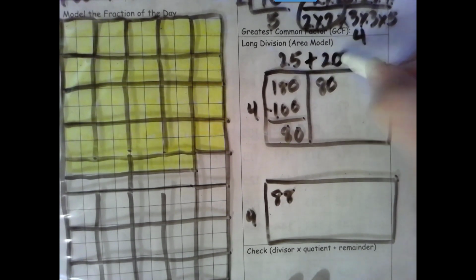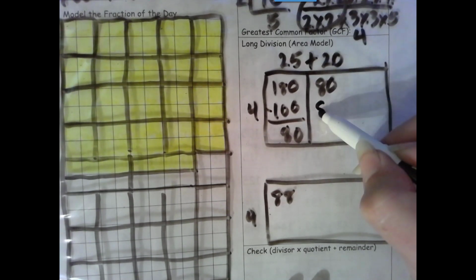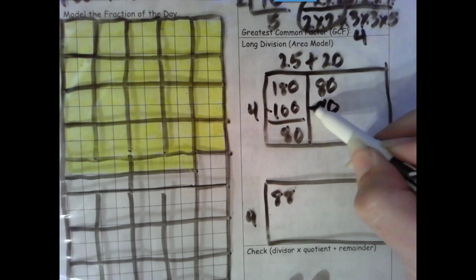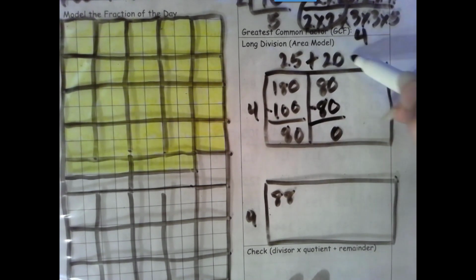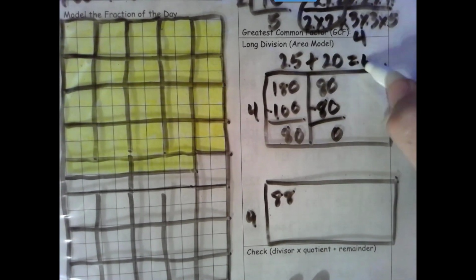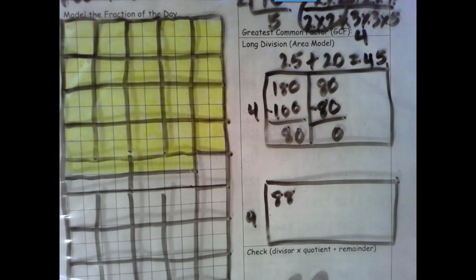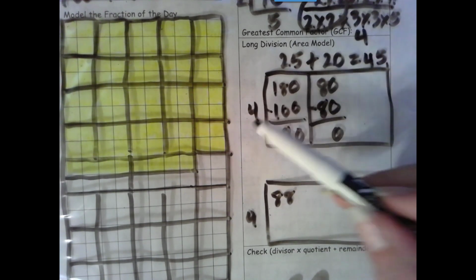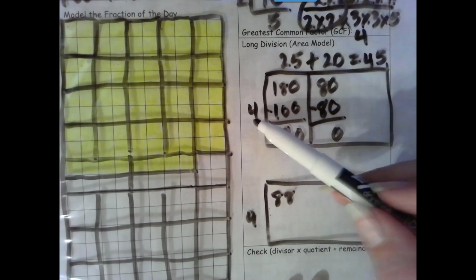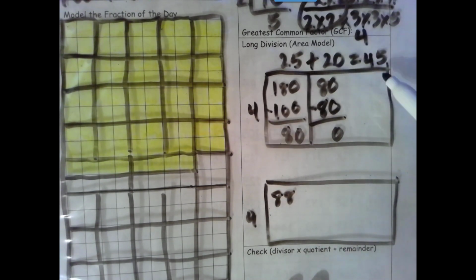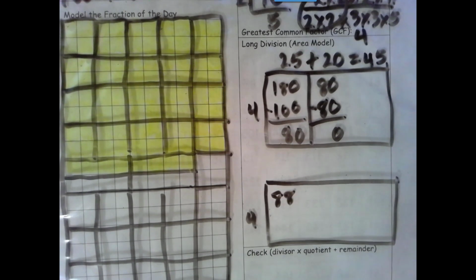Let's see, 20 times 4 is 80. Numbers the same, zeros a game. 25 plus 20 is 45. Now if you didn't see that 20 times 4 is 80, you could have done 10 groups of 4, because I know you're pretty good at multiplying by tens, and done it a second time, and you would have gotten there also.